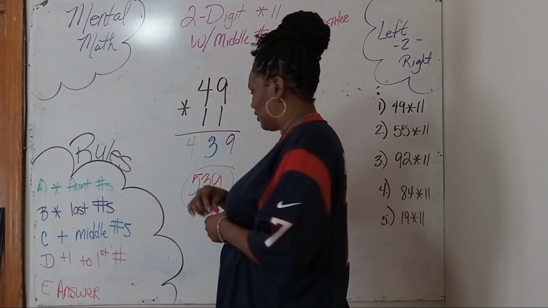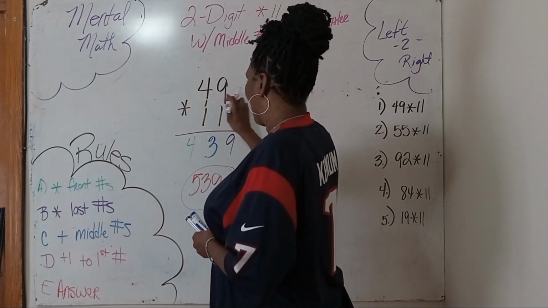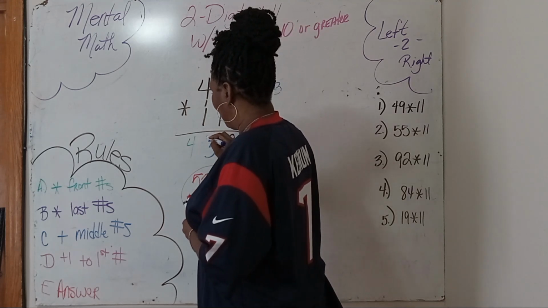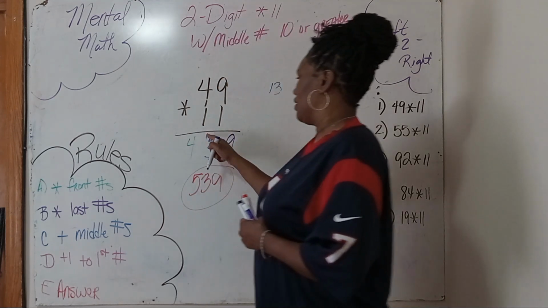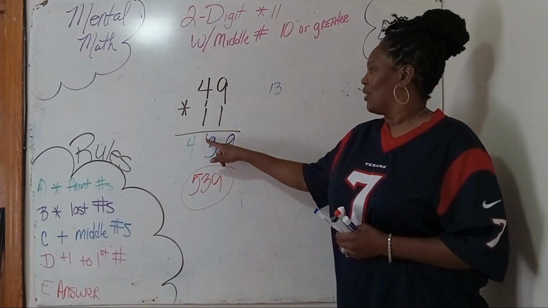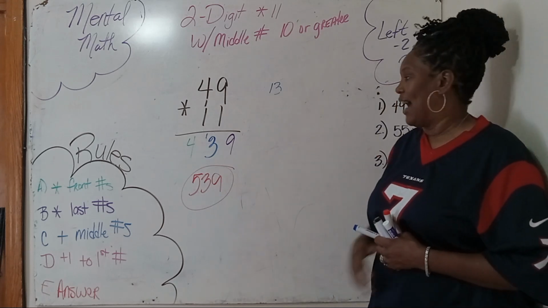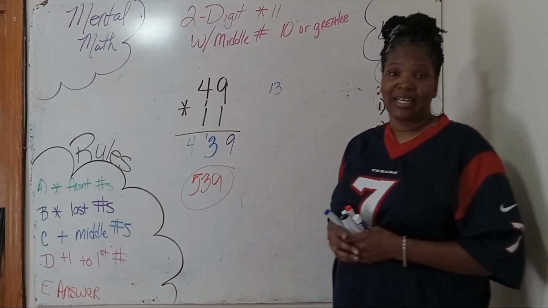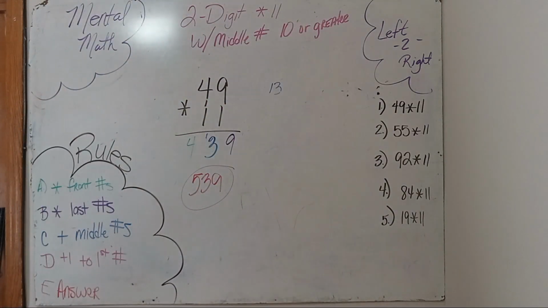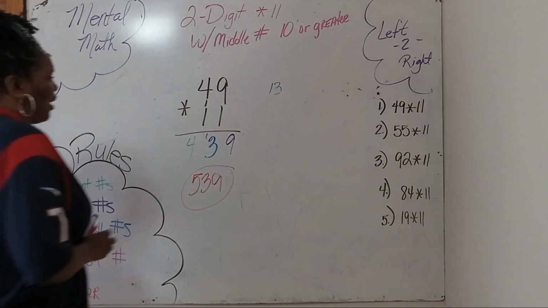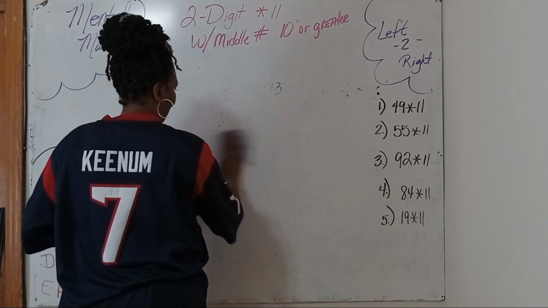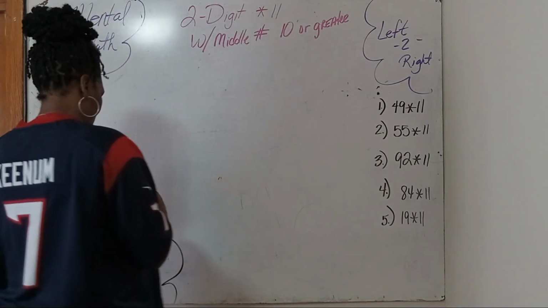So this is kind of what it would look like. We would have 9 plus 4 is 13. So what we would do is write a little 13. And what we're going to do with that little bitty 1 is put it over there. And 1 plus 4 is 5. So 539. Okay? That makes sense? Good deal. All righty. We're going to do the next problem.